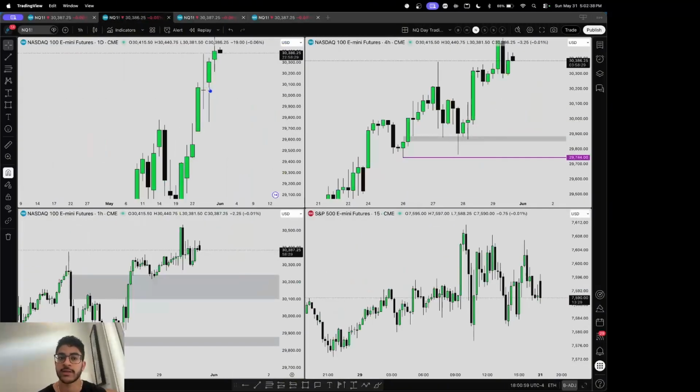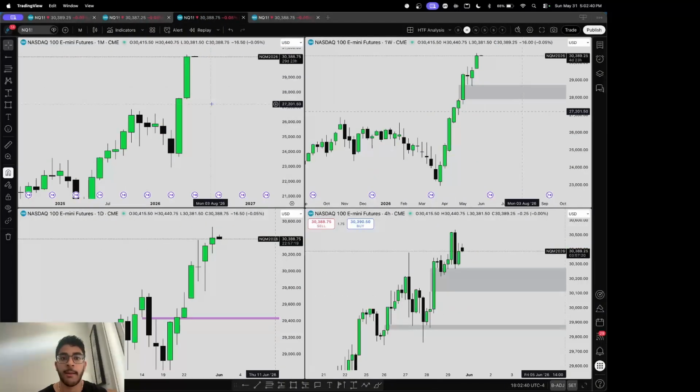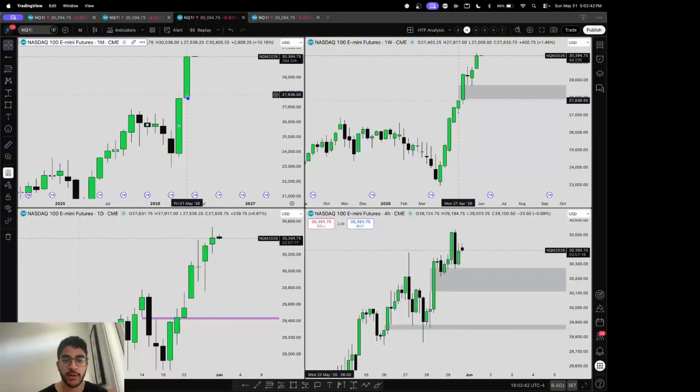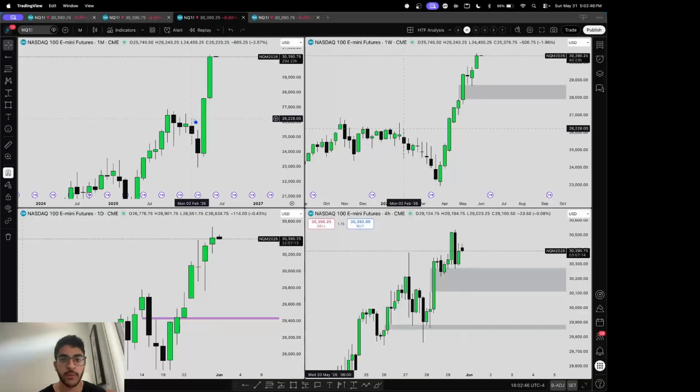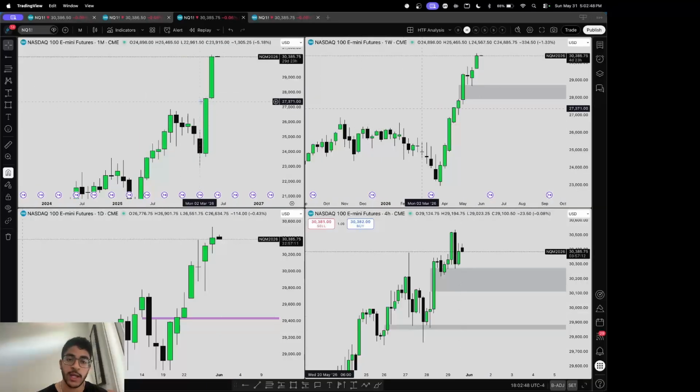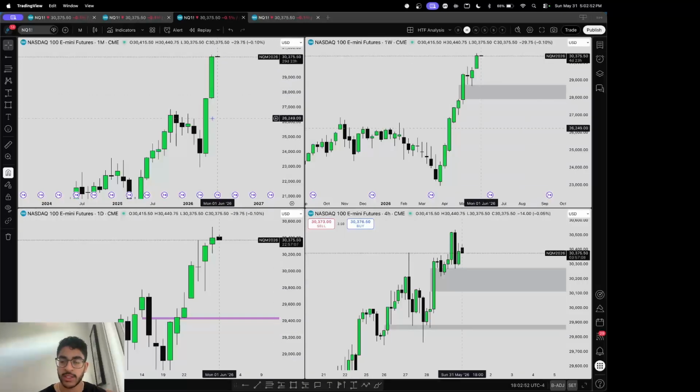If we go to higher time frames here, just looking at a monthly candle, this was April, this was May. Nothing but bullish distribution, bullish order flow, right? April is when we initially created those new all-time highs. May, we just expanded upon that, closing pretty much at highs.